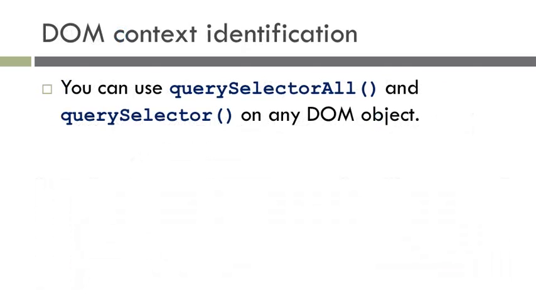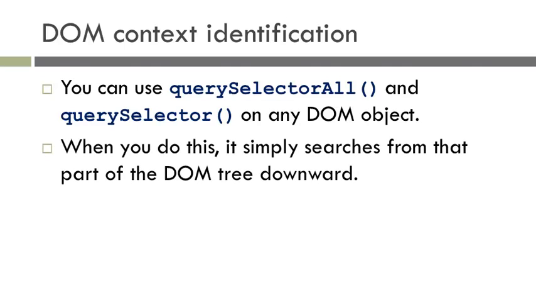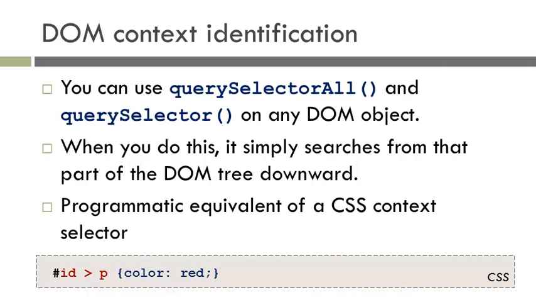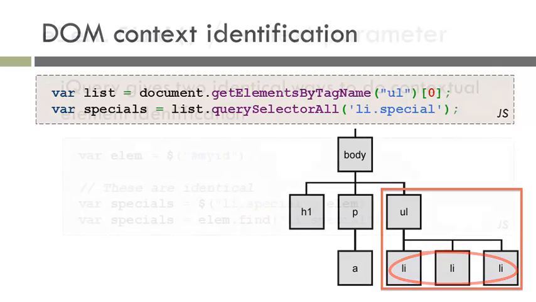You can search within any DOM object using the functions querySelectorAll and querySelector. When you do this, you are only searching within that DOM object and any child objects that might be in it. This is programmatically equivalent to a CSS selector. For instance, we have our ID, and within this ID, we want to get all paragraph tags and make them red. In this example here, we get the first UL tag. Then we search within this UL tag to get all LI tags with class special.